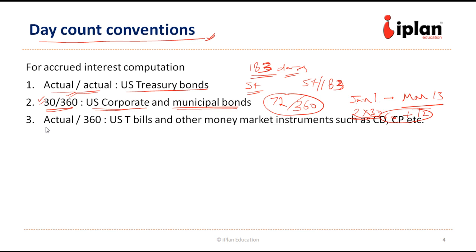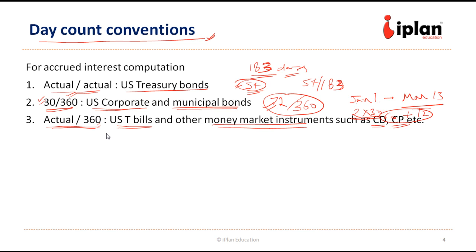The third important convention is this actual by 360. This is used for US treasury bills and many other money market instruments. For example, certificate of deposit, commercial paper, etc. In those cases we follow this convention. We have actual number of days like we had here, 54 days we counted, and then that has to be divided by 360. We are assuming there are 360 days in a year.